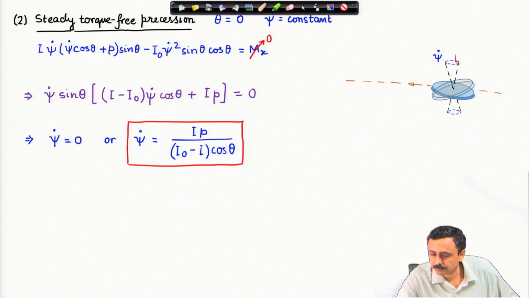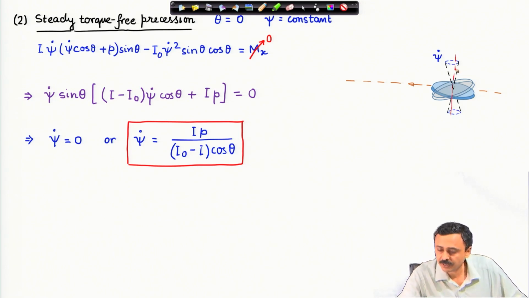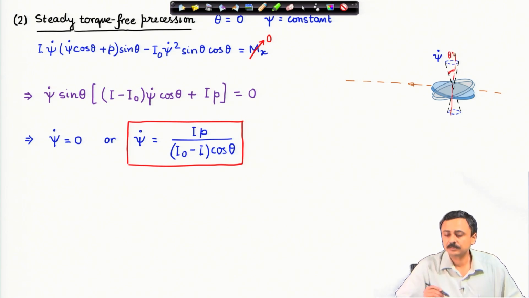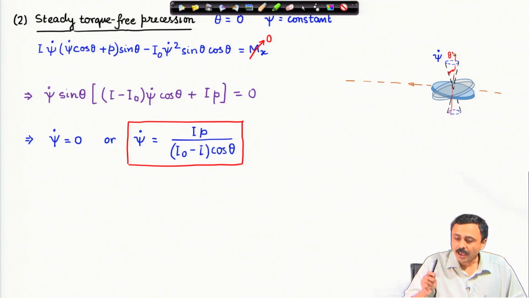It is the angle made by the axis of symmetry with the inertial direction. Theta is the angle made by the axis of symmetry which is now precessing, and the angle made by this precessing axis of symmetry and the vertical inertial direction, that is theta.